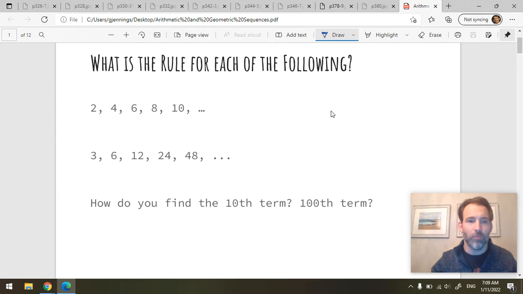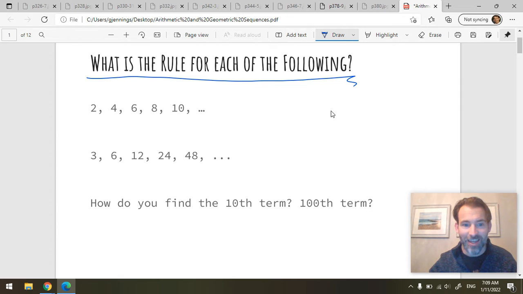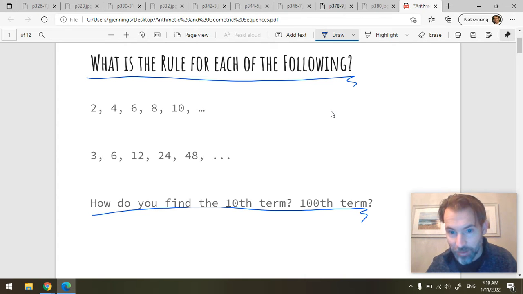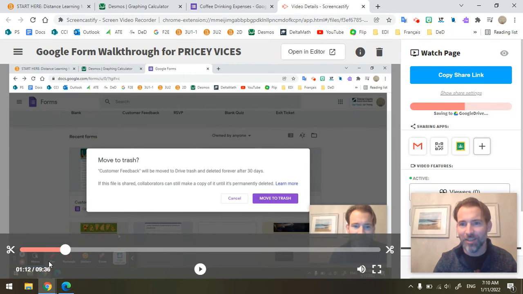What I want you to take a look at are these series of numbers. Can you tell me, first of all, what the rule is to create each one of these sequences? And then how you would go about finding the 10th term or the 100th term or the 1000th term. Okay, so go ahead and pause me, and then come back and we'll do this.